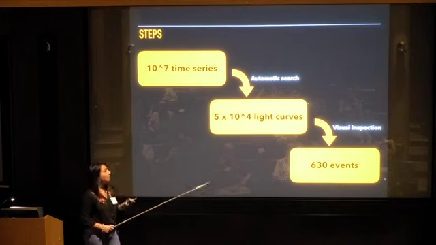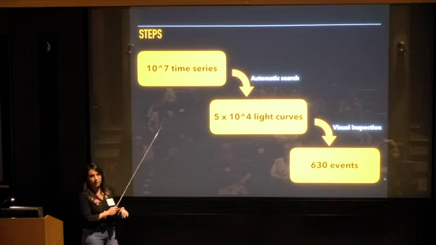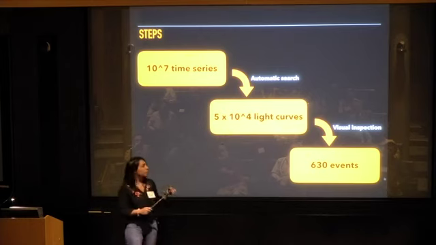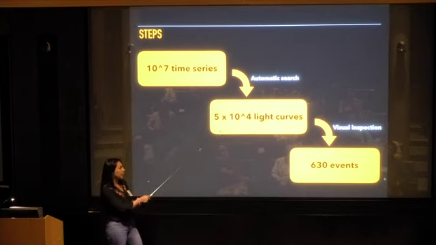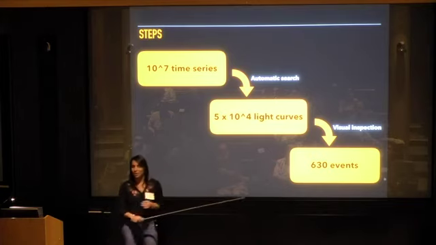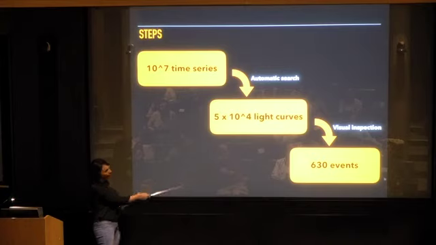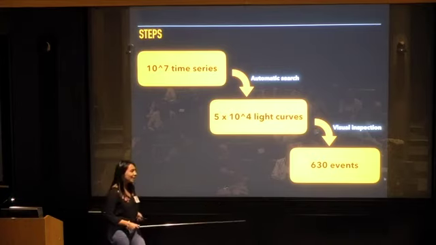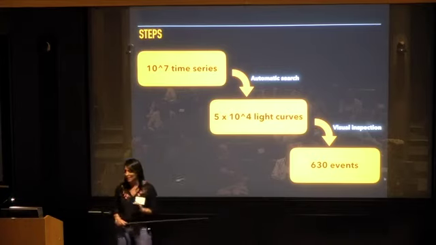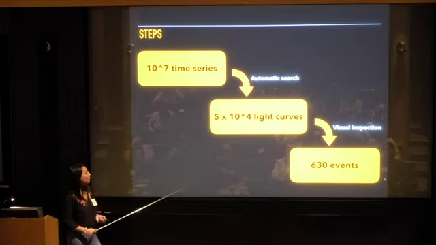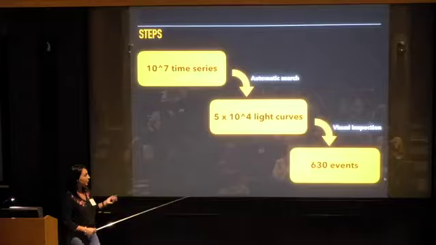More or less, in numbers, we started from 10 to the 7 events. Then with these codes, we obtained 5 times 10 to the 4 light curves. Then I did a visual inspection of all the light curves and obtained the final sample. This part is, of course, super time consuming, and I'm sure there is a better way to do it, but this is the only way I could do it 1 or 2 years ago.